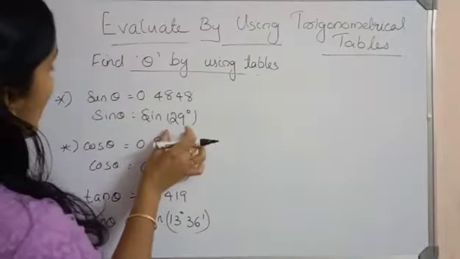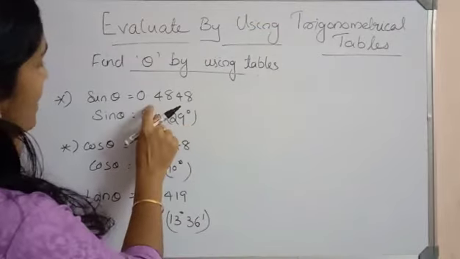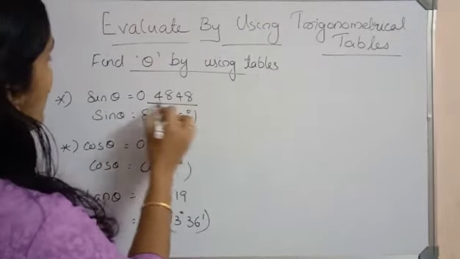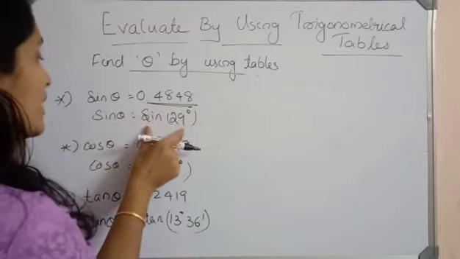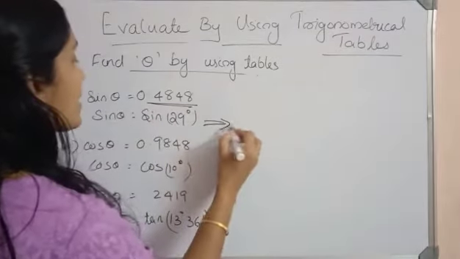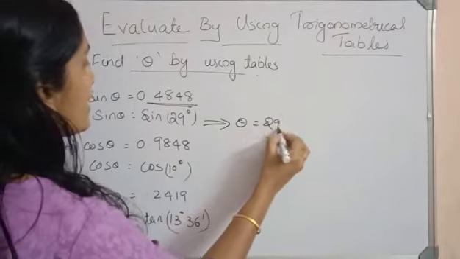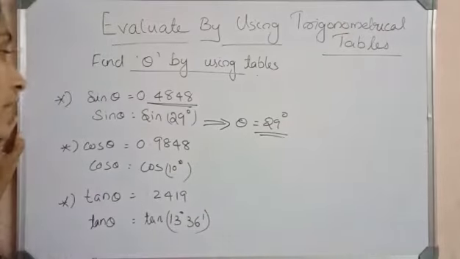In place of 29 degrees 0 minutes, you can find this particular value, that is 0.4848. So we can say that sine theta is equal to sine 29 degree. So this implies theta is equal to 29 degree. This is how we can find the value of theta.